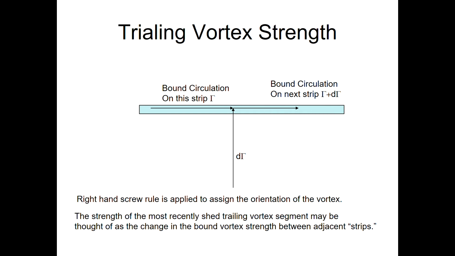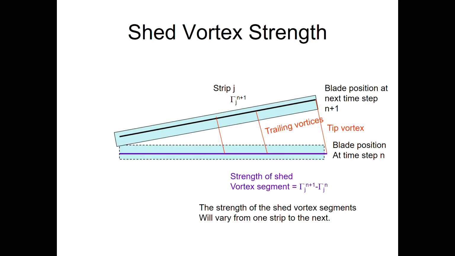The right-hand screw rule applies to the orientation of the vortex. So if the vortex is pointing upwards, think of it as a screwdriver whose tip is pointing upwards. Then you turn the screw in the clockwise direction. If the vector is pointing left to right, as shown along the blade, think of the blade tip as the screw tip of a screwdriver. Then you turn the screw in the clockwise direction. Okay, so the right-hand screw rule.